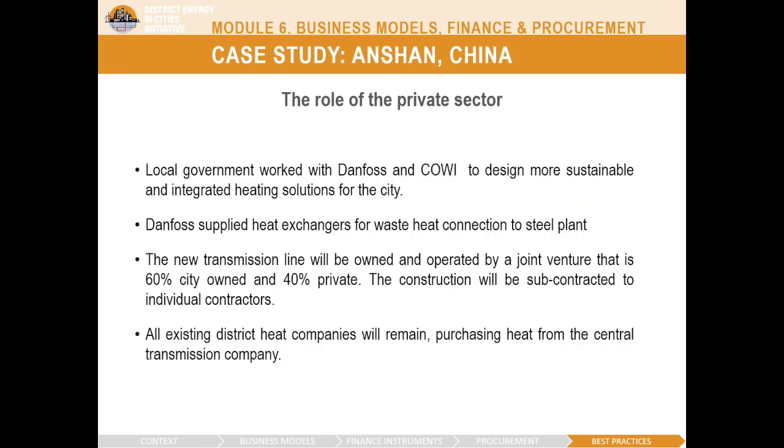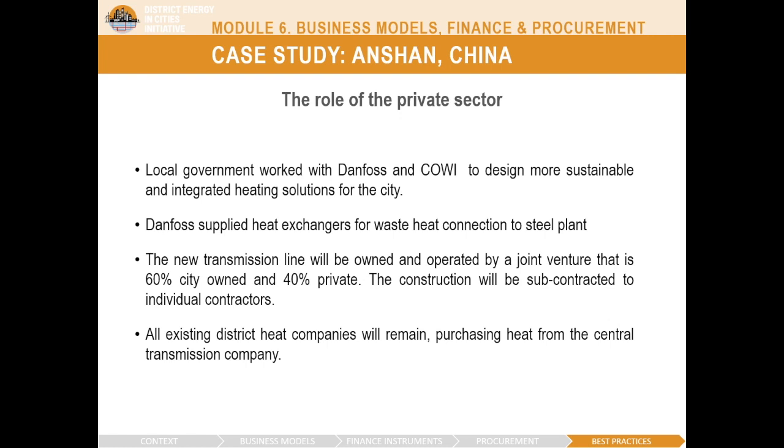The role of private sector. The local government has been working with Danfoss, a Danish district energy company, and Kawi, a Danish district energy consultancy, to develop additional sustainable and integrated heating solutions for the city. Danfoss supplied heat exchangers for waste heat connection to the steel plant.